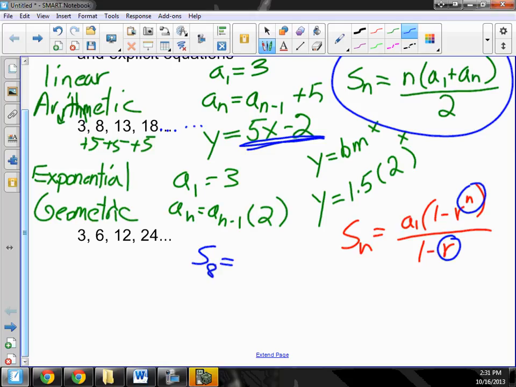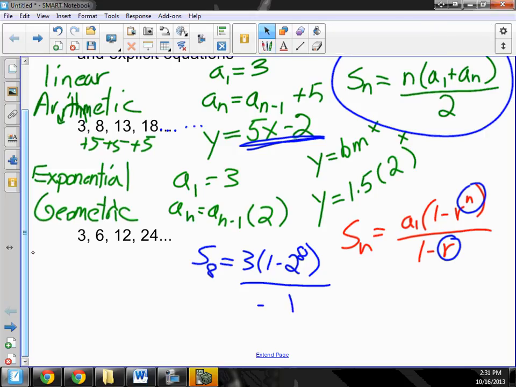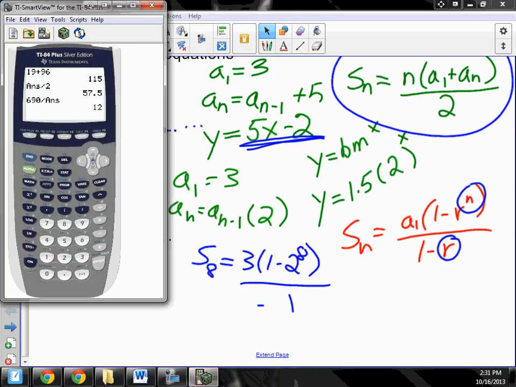Do I know a sub 1? What is it? 3. The first term is 3 times 1 minus, what's r? 2. So 1 minus 2 to the 8th over 1 minus 2, which is negative 1. So let me bring my calculator over. 3 times parenthesis 1 minus 2 to the 8th. I'm going to divide that by negative 1. And I get 765.